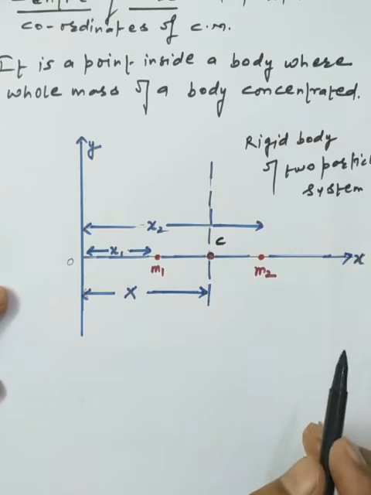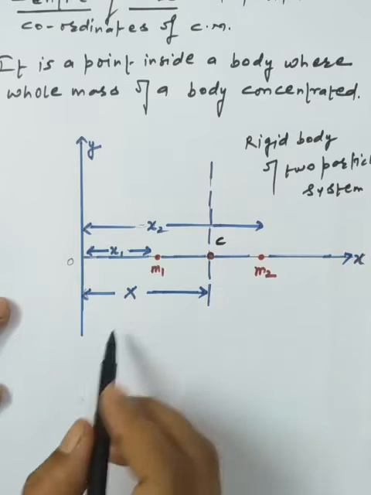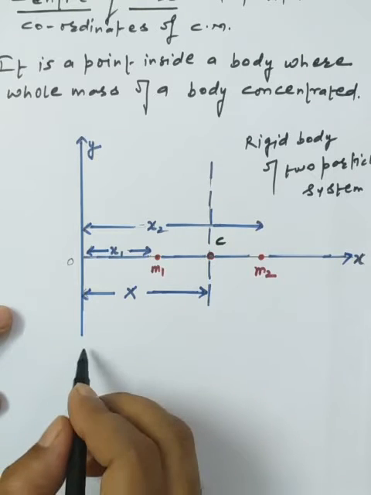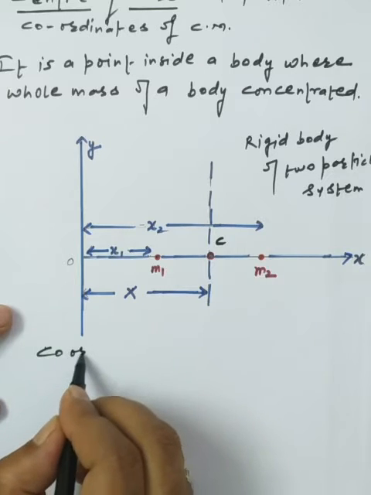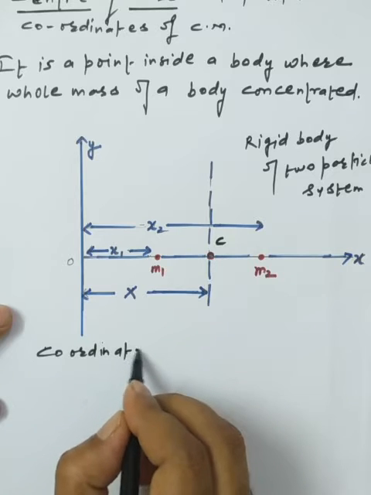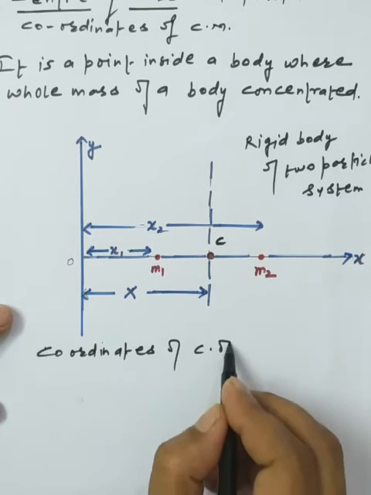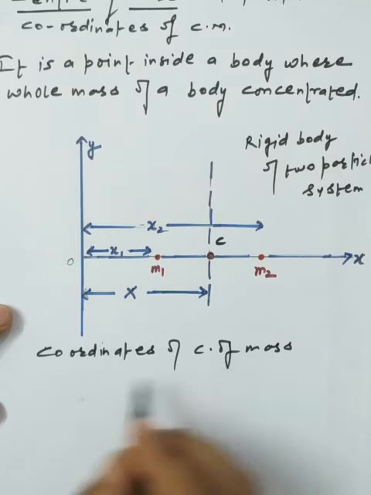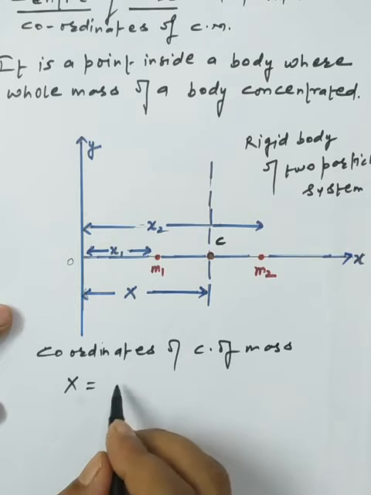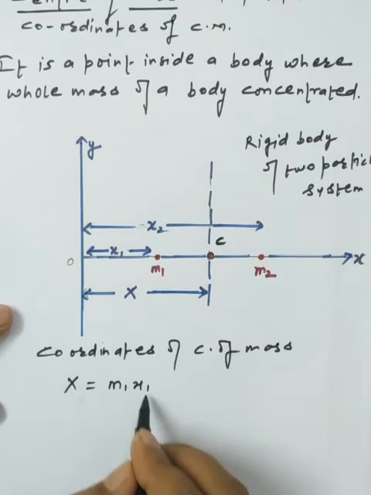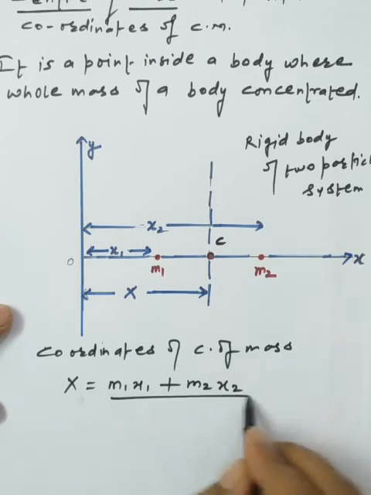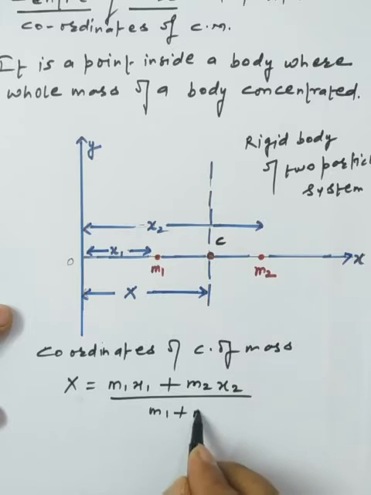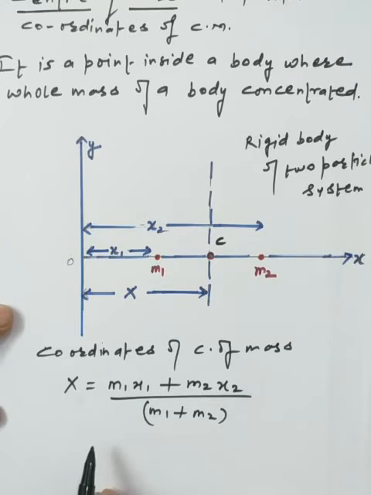So how can we write the position of the center of mass in terms of the coordinates? Okay, so here we can write the coordinates of the center of mass. If we are writing the x coordinate, it is m1 x1 plus m2 x2 divided by the total mass, that is m1 plus m2. Okay, so this is the general method to write the x coordinate of the system.